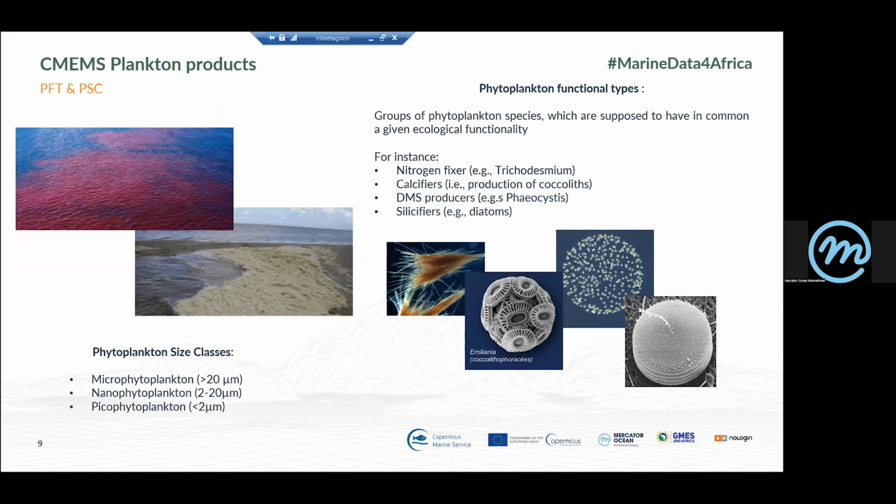We will focus now on what we call the PFT and the PSC. So in a few words, the definition: PFT stands for phytoplankton functional types. This represents phytoplankton groups which share the same functionality. For example, we can list the nitrogen fixers, the calcifiers, the producers of dimethyl sulfide, DMS producers, and silicifiers, for instance, like the diatoms. But we also talk about the PSC, phytoplankton size classes, which regroups phytoplankton cells in function of their size.